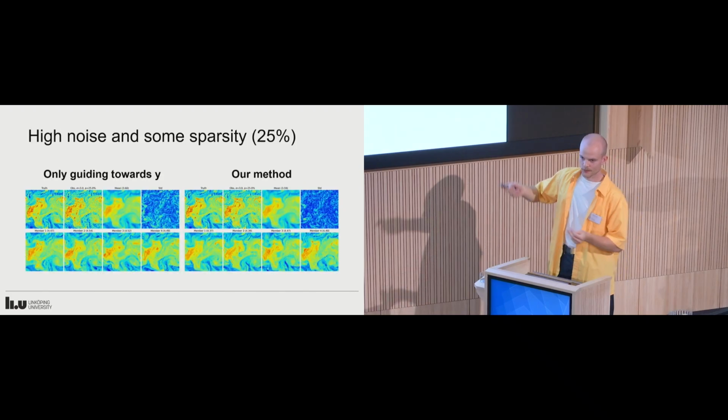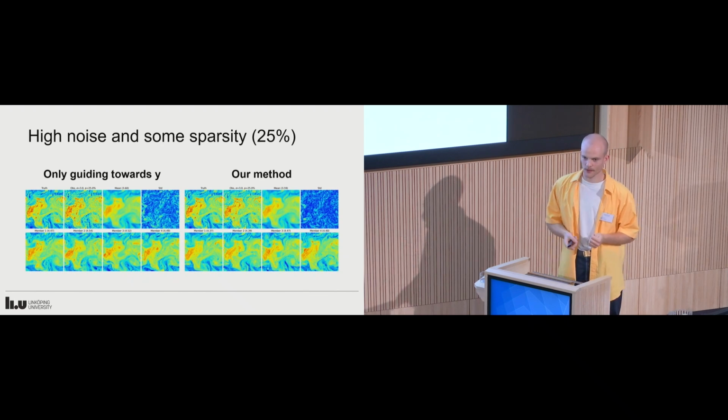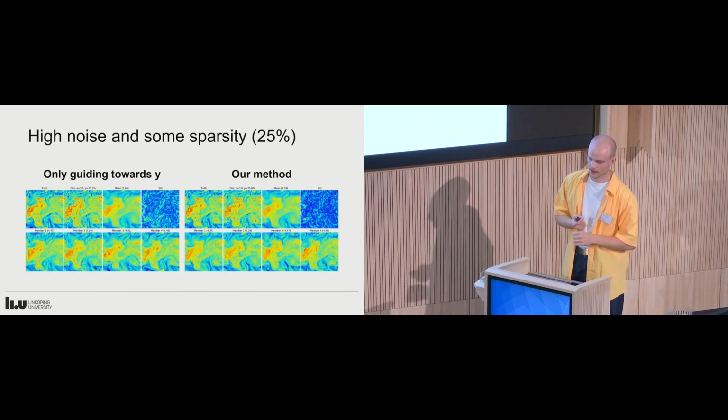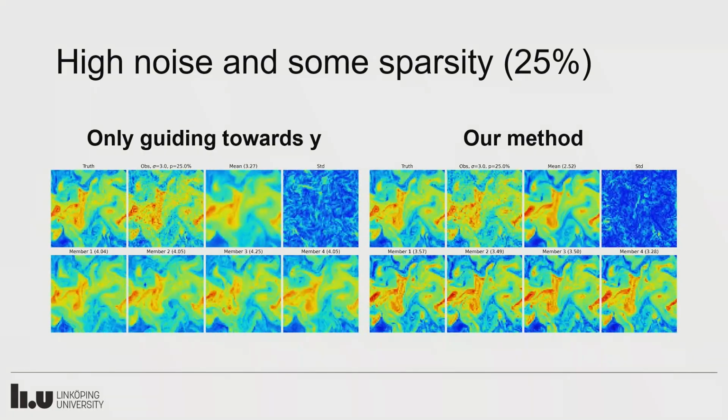I said this was very preliminary work, and this is some experiments I did earlier this week, but I wanted to make it happen in time for this, to show you this. So this here on your left is guiding only towards Y, and on the right here is guiding both towards Y and also towards the forecast using this inversion method. And this specific example is with quite high noise and observing 25% of the pixels.